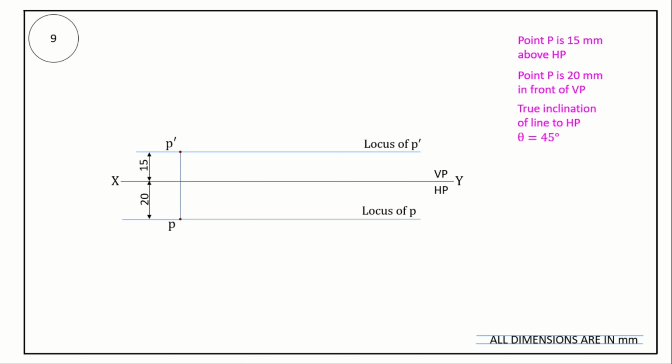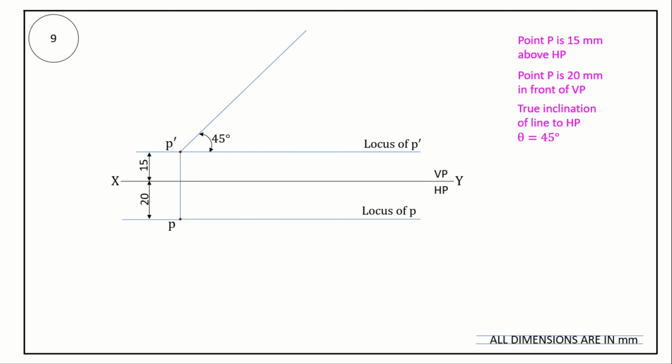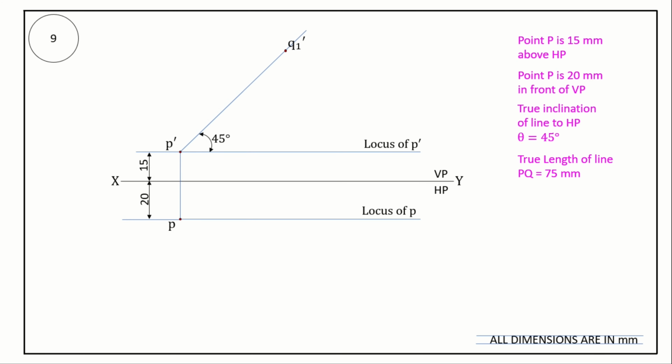It is given true inclination of line to HP, theta equal to 45 degrees. Take a protractor with reference point as P dash, measure 45 degrees, draw an inclined line. It is given true length of line PQ equal to 75 mm. From the point P dash, measure 75 mm, mark the point Q1 dash. Here the length of P dash Q1 dash line is 75 mm and this line P dash Q1 dash is inclined at an angle of 45 degrees to XY.